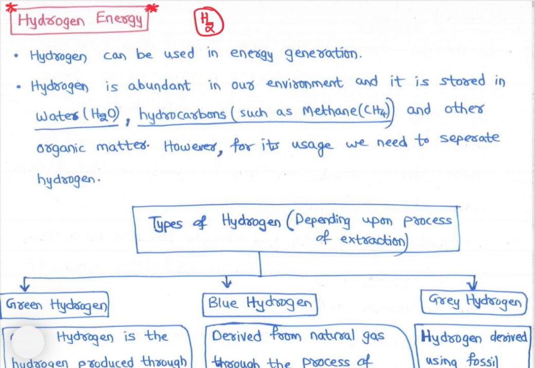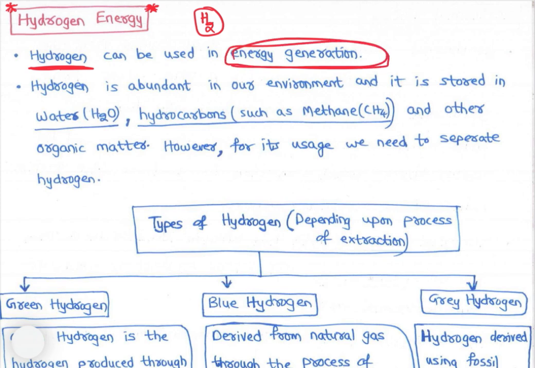Like in the Sun also there is hydrogen. Hydrogen forms helium, that is why the Sun is generating heat. So hydrogen is the most abundant element in the universe. So this hydrogen can be used in energy generation.